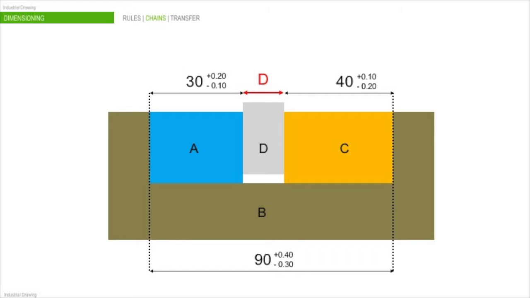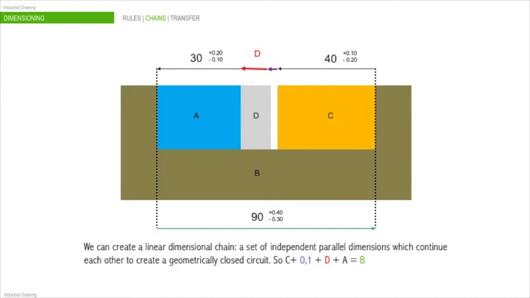We have to follow a method which is called linear dimensional chain. Let's assume D has a tolerance and we need a 0.1 clearance between the blocks. We can create a linear dimensional chain, which is a set of independent parallel dimensions which continue each other to create a geometrically closed circuit. We turned the dimension lines into arrows to follow the direction of the chain.